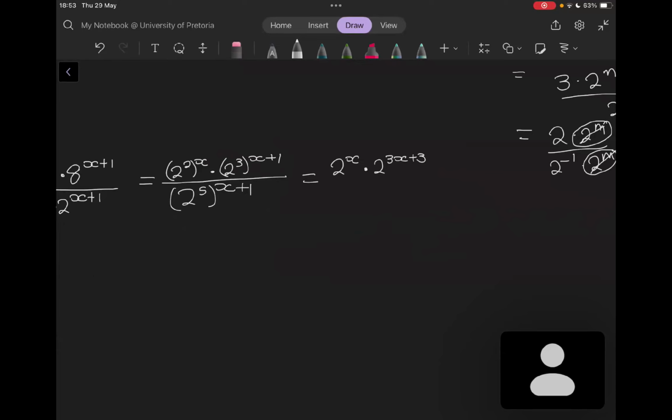So how did you end up with 2 to the power of x? Isn't it supposed to be 2 to the power of 2x? Yes, it is. Thank you very much for correcting me.